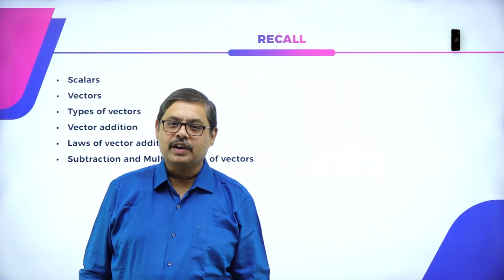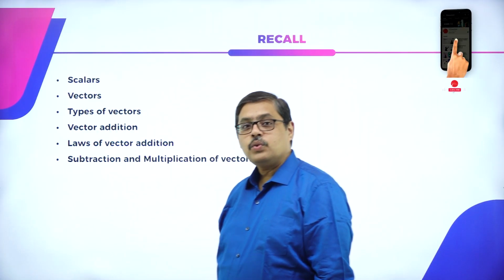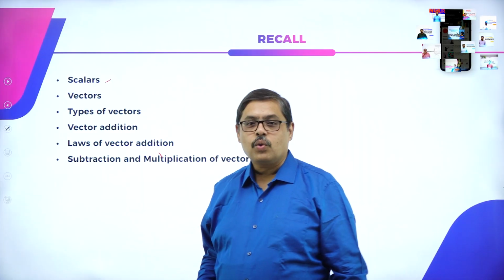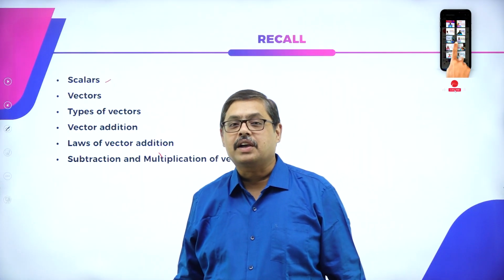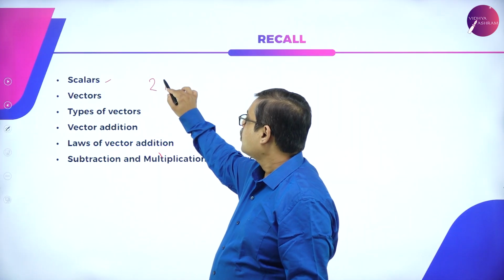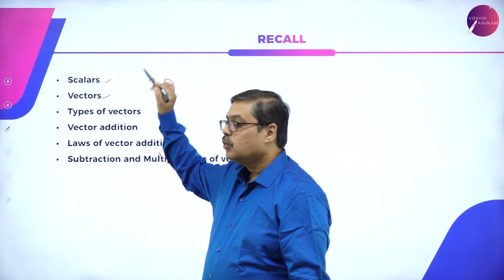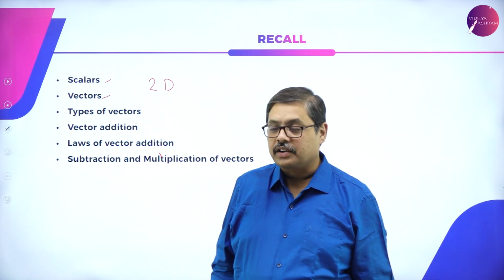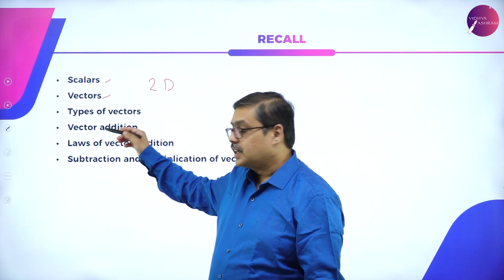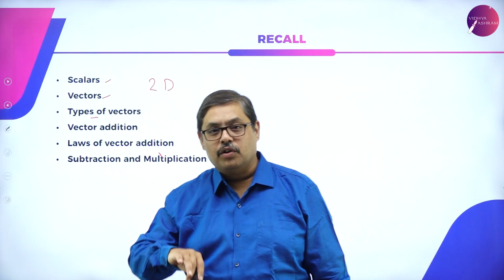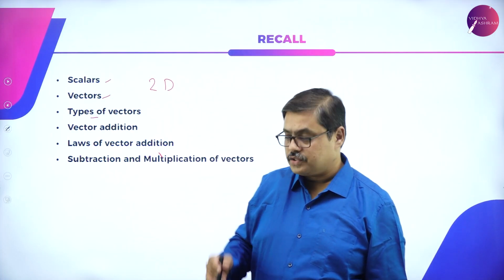Let us recall what we did in the previous session. We studied about scalars, we studied about vectors. Why did we begin our study about vectors? Because to understand motion in two dimensions, or motion in a plane, we require these mathematical entities or operators called vectors. What else did we study? We studied the types of vectors: the null vectors, the equal vectors, the negative of a vector, the unit vector, and so on and so forth.